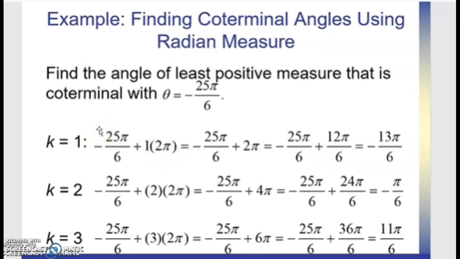And our last example, or type of problem, finding coterminal angles using radian measures. This time we are asked to find the angle of least positive measure that is coterminal with theta equals -25 pi over 6. Of course, plugging in 1 for k, we still have a negative angle measurement. Moving forward and plugging in 2 for k, we still have a negative angle measurement. However, when we plug in 3 for k, we finally have a positive answer, and of course, it is the smallest positive measure, making 11 pi over 6 the final answer.